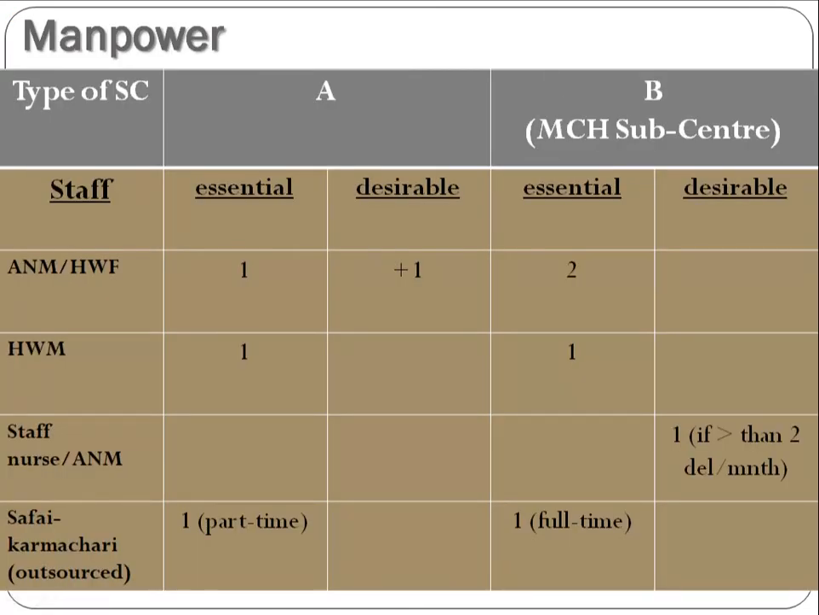These are the various types of manpower which are essential and desirable. I told you about 1 ANM and 1 health worker male and 1 traditional dai who assists, and of course a Safai Karmachari who's part-time. Whereas in type B, we have got 2 ANMs, and that is the only difference.